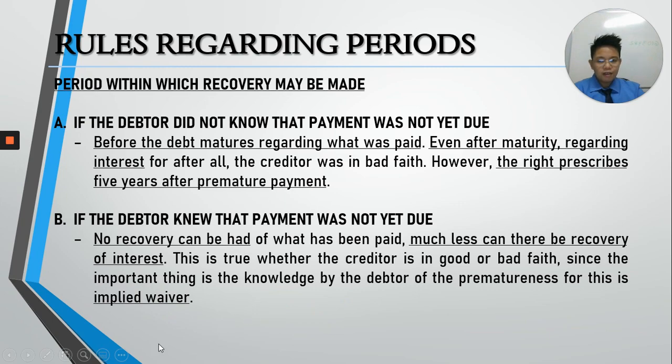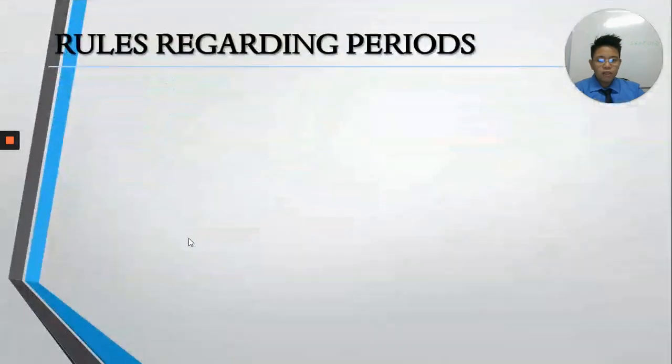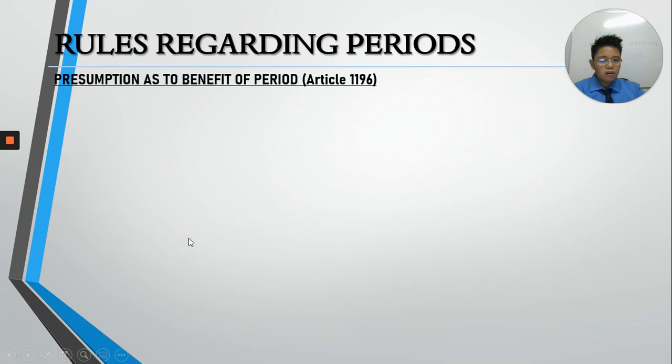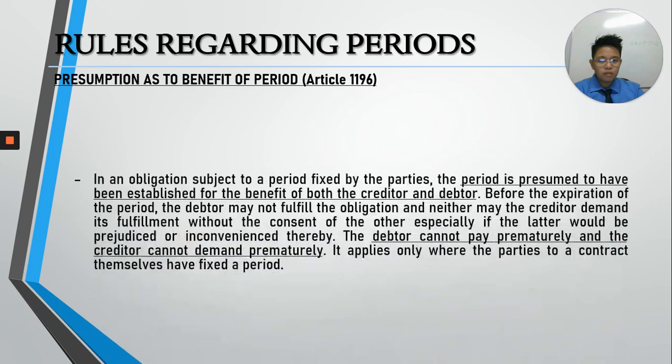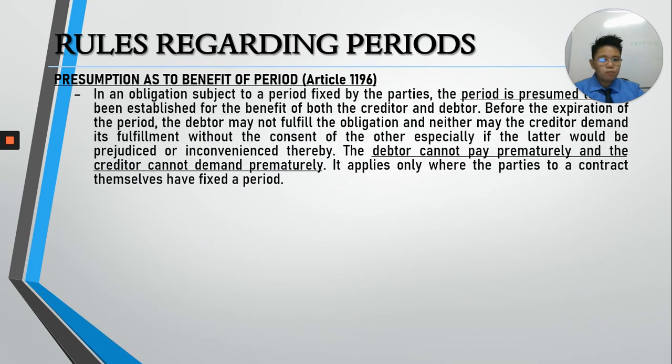1195. How about 1196? So, remember, presumption as to benefit of the period, the general presumption is that the period is presumed to be established for the benefit of both creditor and debtor. Bakit nagbe-benefit ang creditor sa period? Kasi kung halimbawa nagpautang ng pera, mas malaki ang interest na babayaran kung mas matagal ang utang. Also, the debtor benefits from the period kasi more time to pay.